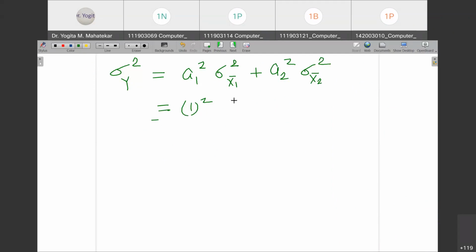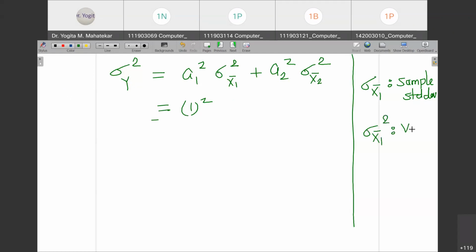And what is sigma x1 bar whole square? Students, what is sigma x1 bar? It's a sample standard deviation. Right? And when I say sigma x1 bar square, so it is sample variance. Right? So can you relate sample variance? So what is sample variance? Can you relate it with the population variance?